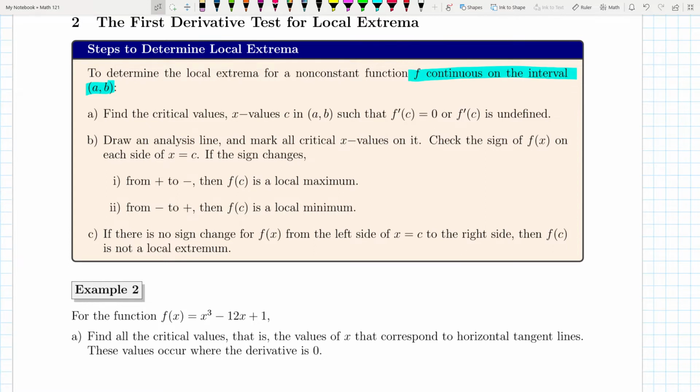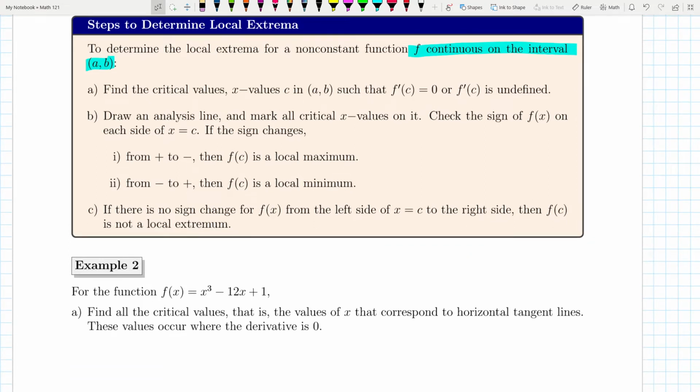So that's part A: take the derivative and find the critical numbers. Part B is to draw an analysis line, and I do additional work to be more visual with everything that we do about this.